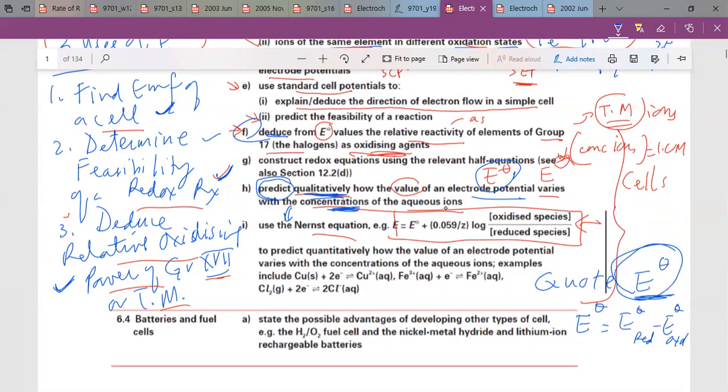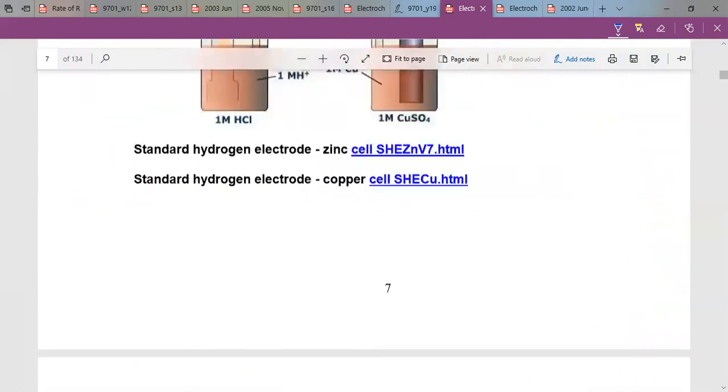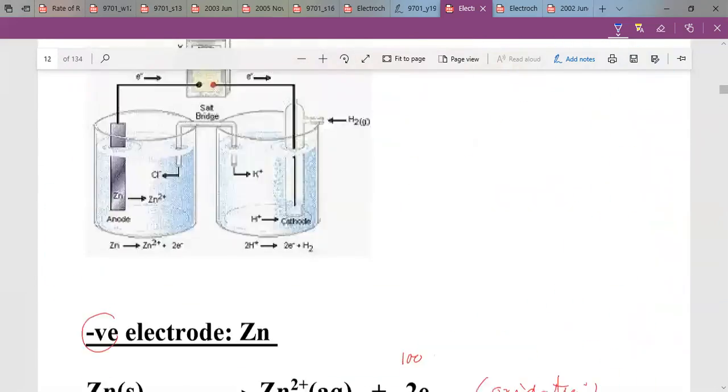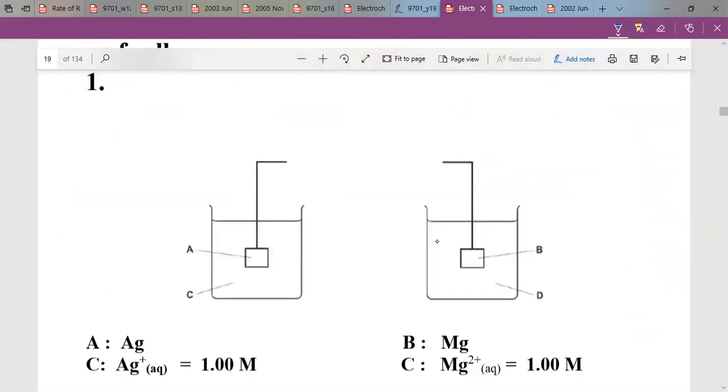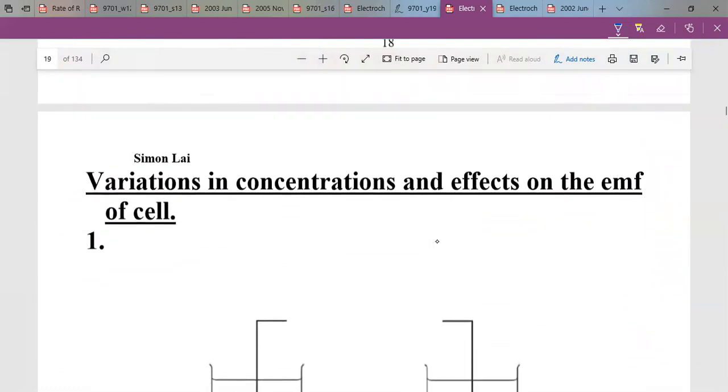Now let's talk about how changing the concentrations from 1.00 molar to maybe higher or lower will affect the E standard to something different. Now let's look at here. I put it in a simpler way first to explain the theory. Variations of concentration and effects on the EMF of the cell. Remember the cell.